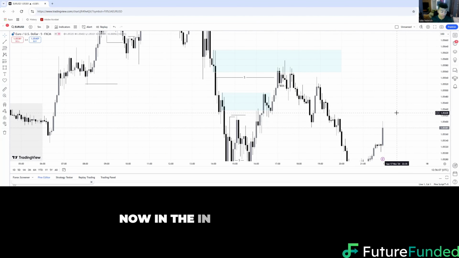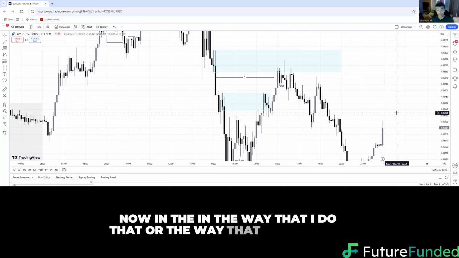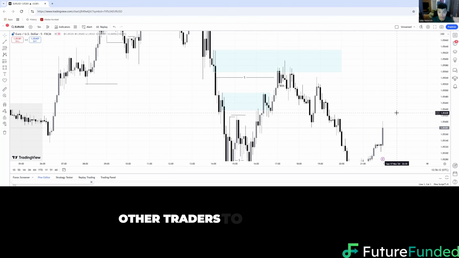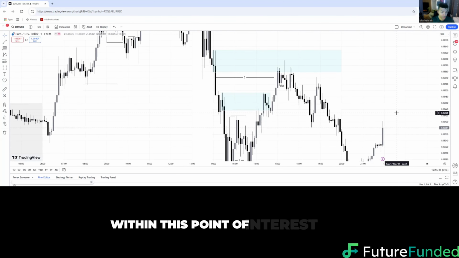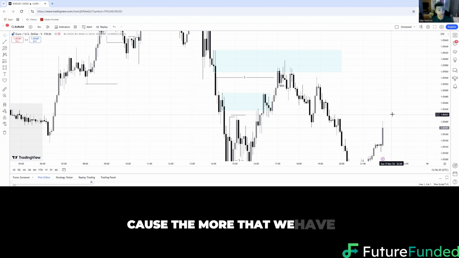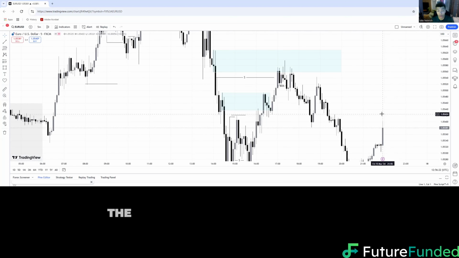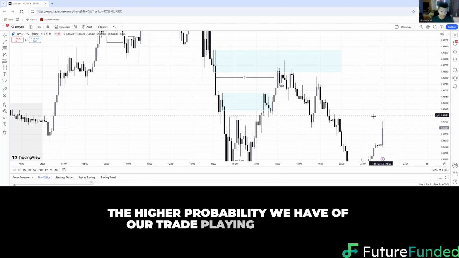Now, in the way that I do that, or the way that we teach other traders to do that, is we focus on whether there are multiple areas of points of interest within this point of interest. Okay, because the more that we have, the more powerful it is, the higher probability we have of our trade playing out in our favor.